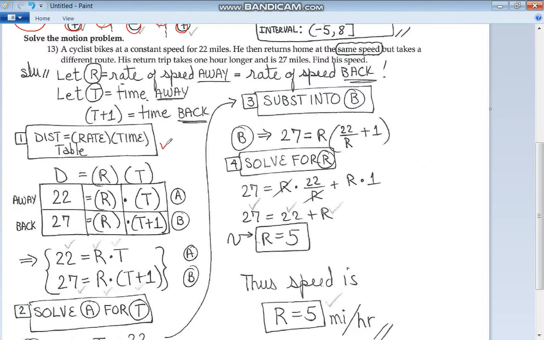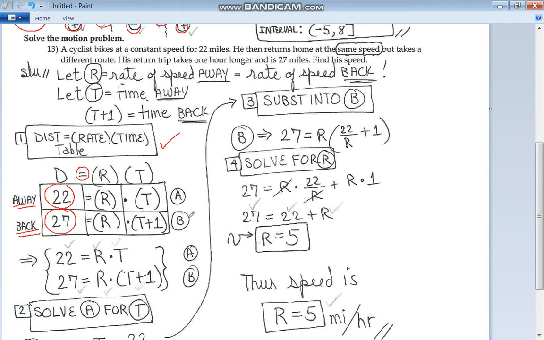Remember the formula, distance equals rate times time, and create a table. We have a row for the away trip. We have a row for the back trip. D, distance equals rate of speed times time. Now, going away, the distance he traveled was 22 miles, and that is equal to the rate of speed, which we'll call r, times t. Okay, then coming back, he drove 27 miles. That's equal to the rate of speed times t plus 1.